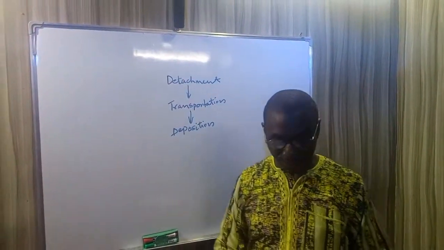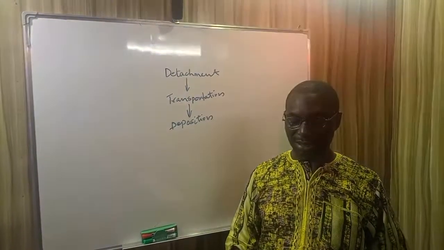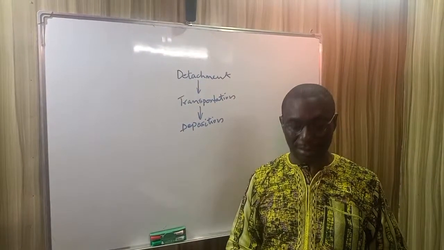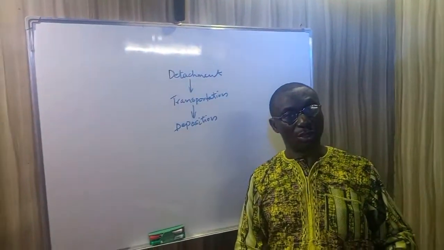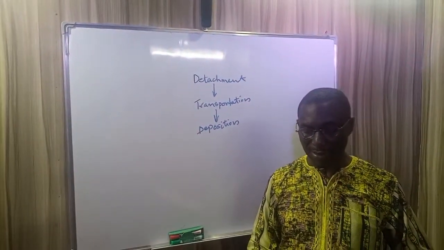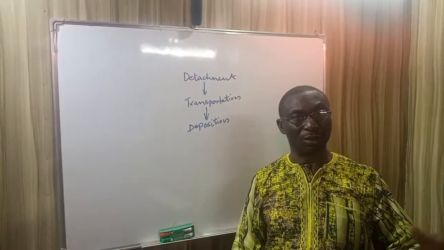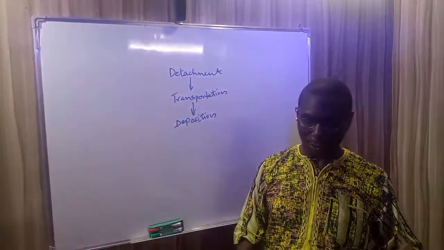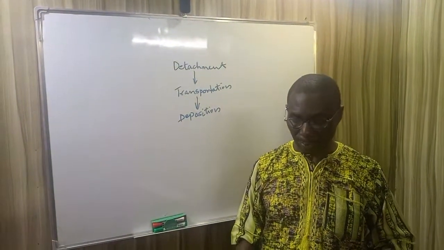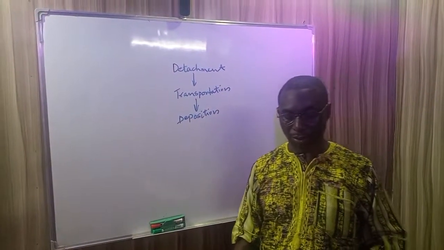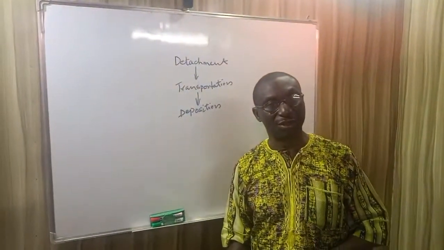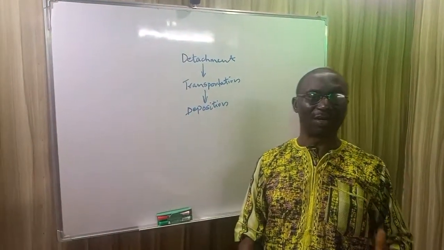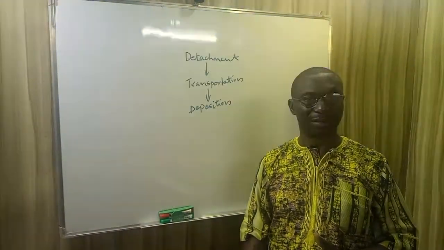Then soil erosion is basically caused by various agents. You have water, which includes running water, raindrop erosion, sheet erosion, rill erosion, gully erosion. You have stream bank erosion. Then you have another agent, wind.